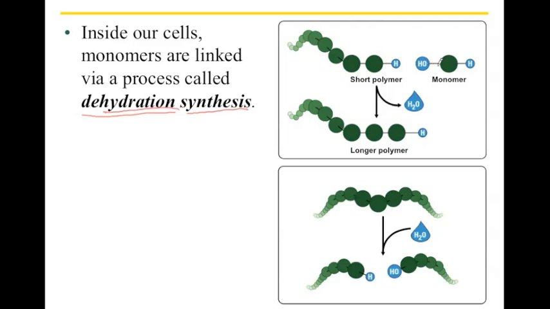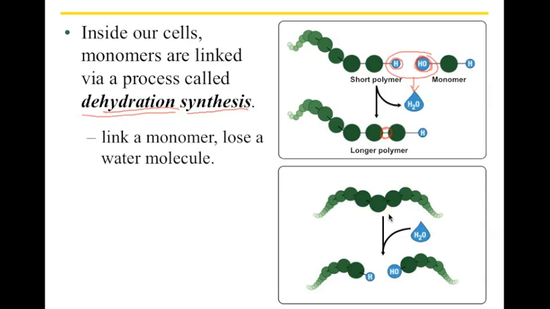So here is a monomer with a hydroxyl group, and we're bringing this close to a short polymer, and out of it sticks a hydrogen. These can react and form water, and when these have reacted to form water, the bond here can form. So this bond is created by dehydration synthesis. In short, lose a water molecule, create a link.